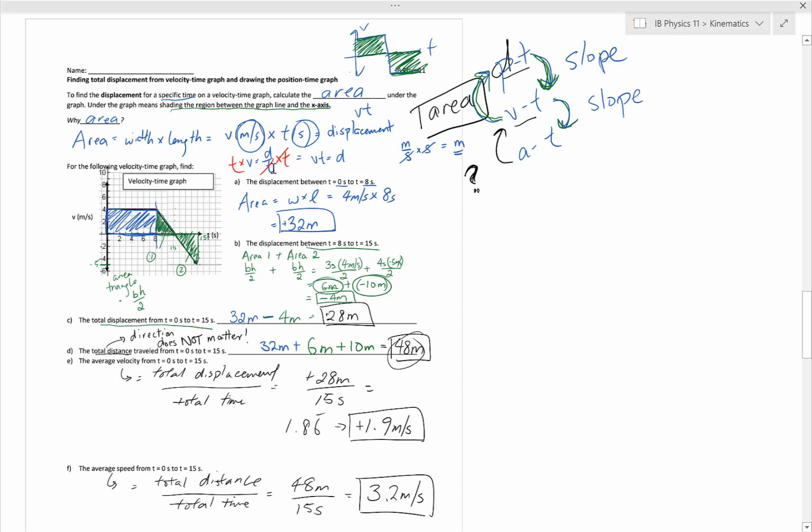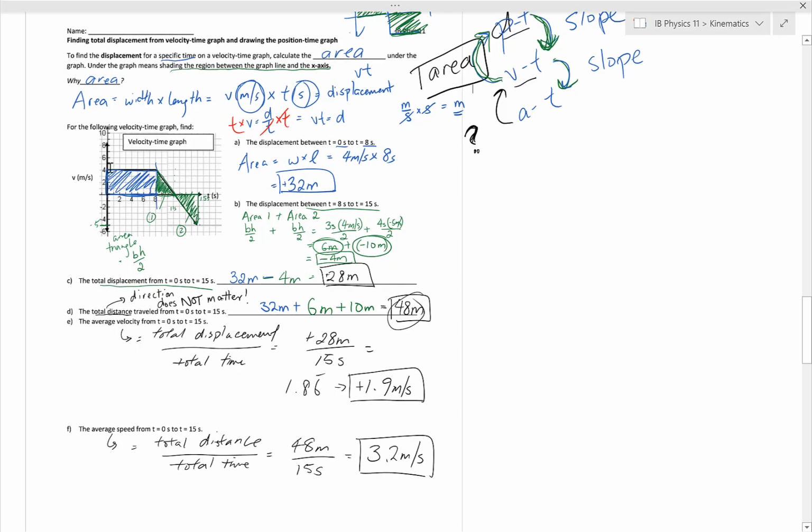And you needed to look at the region that's between the graph line and the x-axis, being careful that when a graph goes below the x-axis, you need to find the area from the line all the way back to the x-axis. So it might seem a little counterintuitive to what you might think the shape looks like.